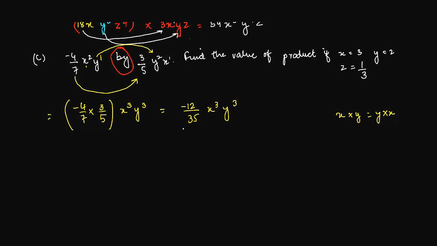Okay? Find the value of the product if x is equal to 3, y is equal to 2, and I think this is just an additional part that you can ignore, right? Because we don't have a z here. So if x is equal to 3 and y is equal to 2, what is the value of this? So we get minus 12 upon 35 into x cube. x cube will mean what? 3 cube, which we know is 27, into y cube. y is what? 2. 2 cube is 8. Right? So do we have any cancellations here? No, there are no cancellations.